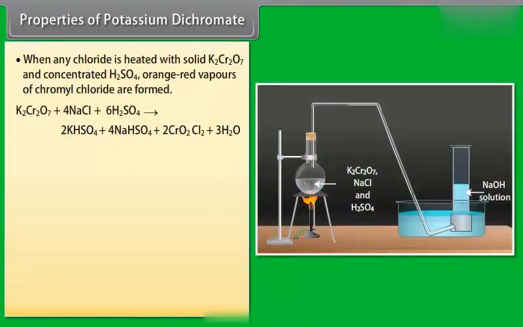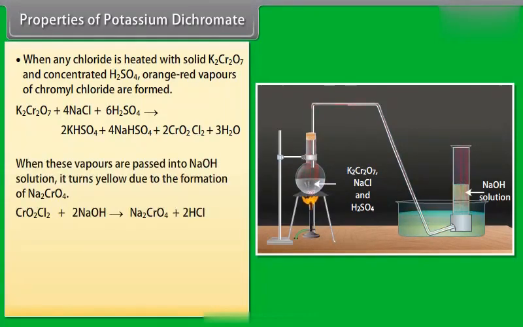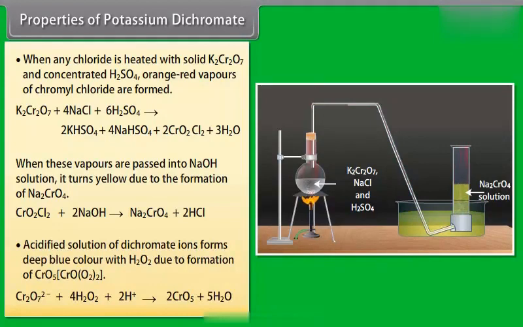When any chloride is heated with solid K2Cr2O7 and concentrated H2SO4, orange-red vapors of chromyl chloride are formed. When these vapors are passed into NaOH solution, it turns yellow due to the formation of Na2CrO4. Acidified solution of dichromate ions forms deep blue color with H2O2 due to formation of CrO5, CrO(O2)2. Interconversion of chromate into dichromate.